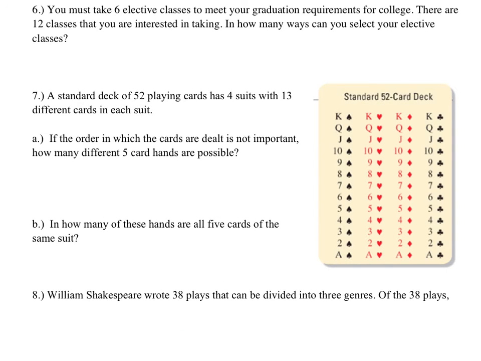You must take 6 elective classes to meet your graduation requirements for college. There are 12 classes that you're interested in taking. How many ways can you select your electives? Well, there's 12 total. You're going to choose 6. And again, it doesn't matter about the order. They're all electives. So you just need to choose any 6. You should find that there are 924 different ways that could happen.